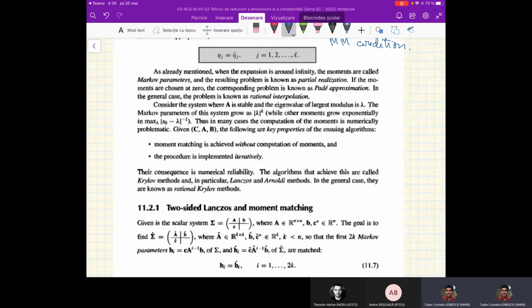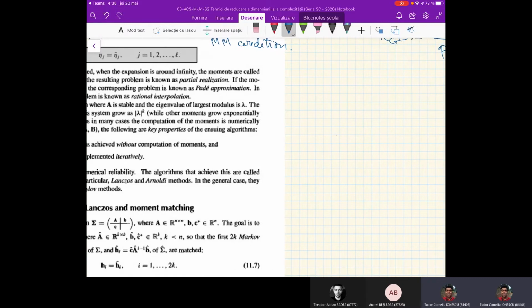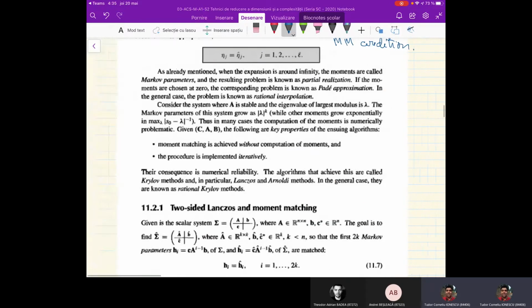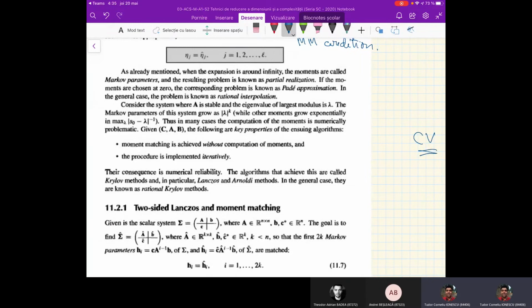So you want the following properties of your reduction procedure. Moment matching is achieved without the explicit computation of the moments, and you'll see that the moments are actually in the matrix CV. So this is without computation. This is a bit far-fetched, if you ask me, because essentially when you compute using Krylov projections, you mask the computation of matrices in the Krylov projection of V. So this is not completely true. It's not exactly without the computation of the moments, but never mind. I would say based on some efficient computation of the moments.